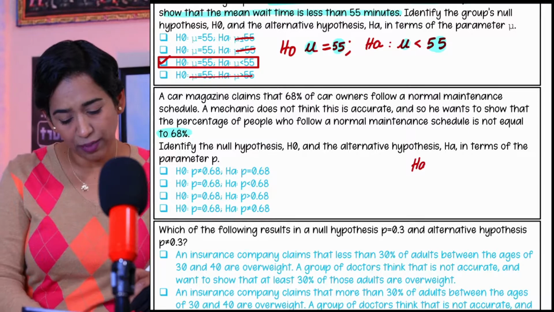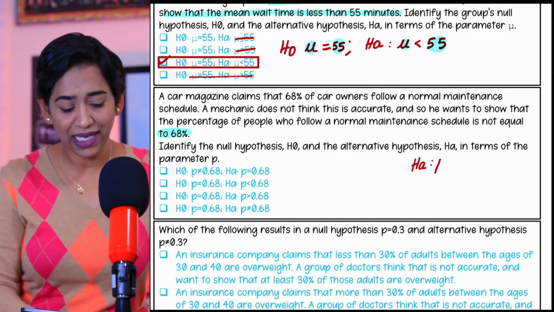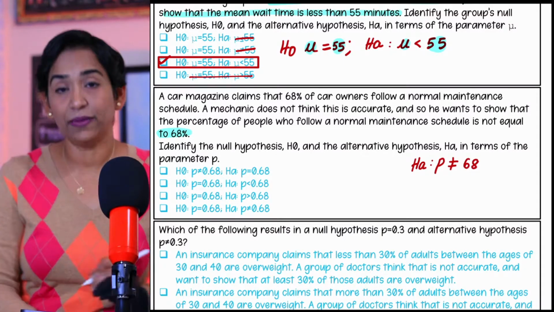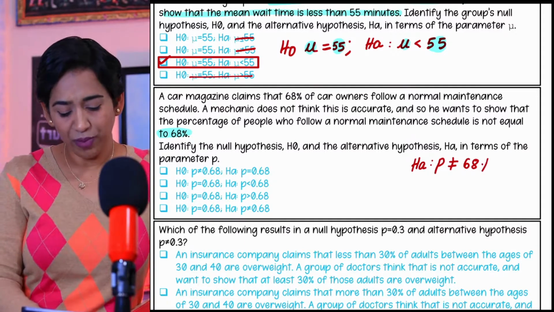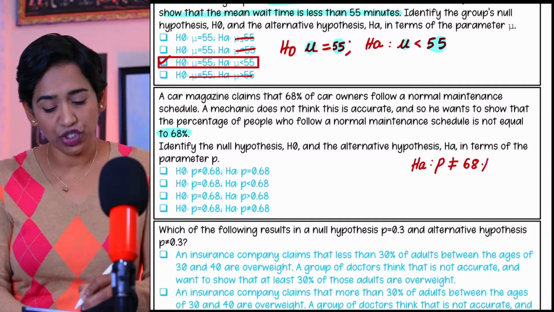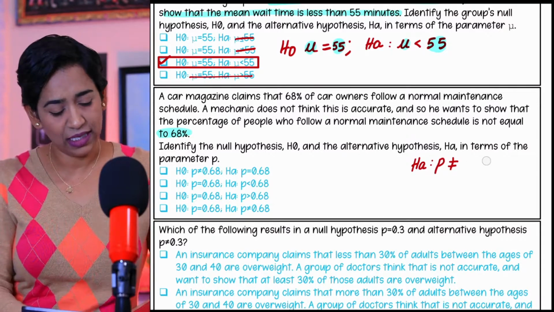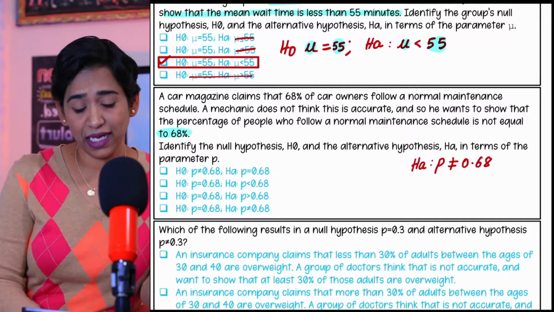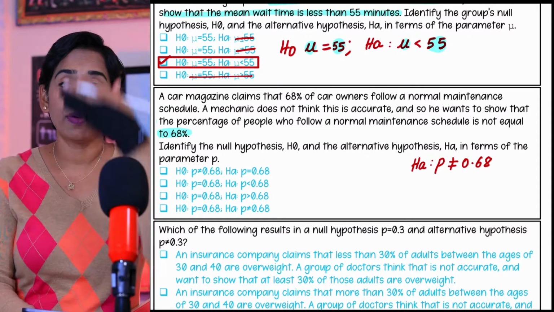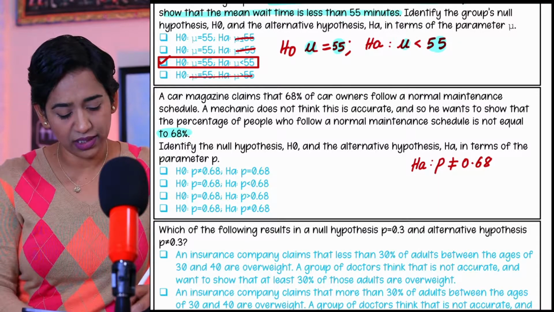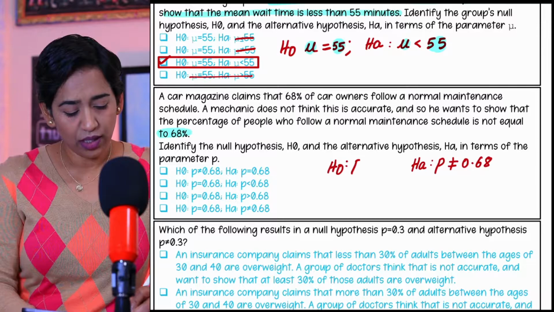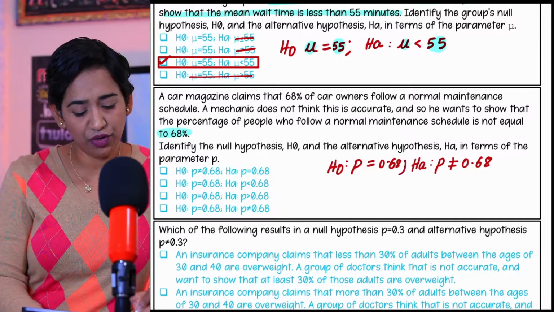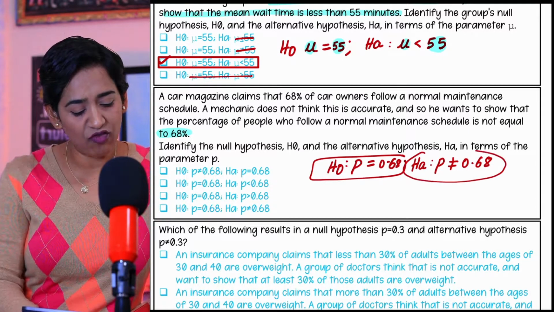And here they're talking about percentage, so I'm going to use P, right? P is not equal to 68. I'm just going to say 68%, or because my options are in decimals, I'm going to change that to 0.68. That is what the mechanic is thinking. So I have my alternative. Remember, blindly, your null hypothesis is equal to 0.68. So once you have these two, I have my null and I have my alternative.